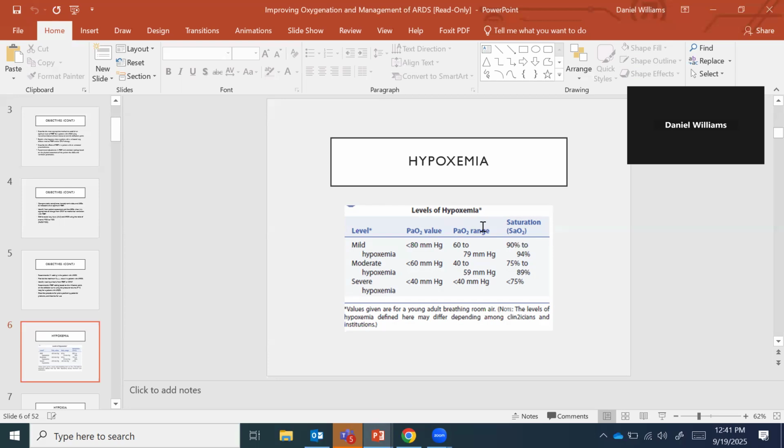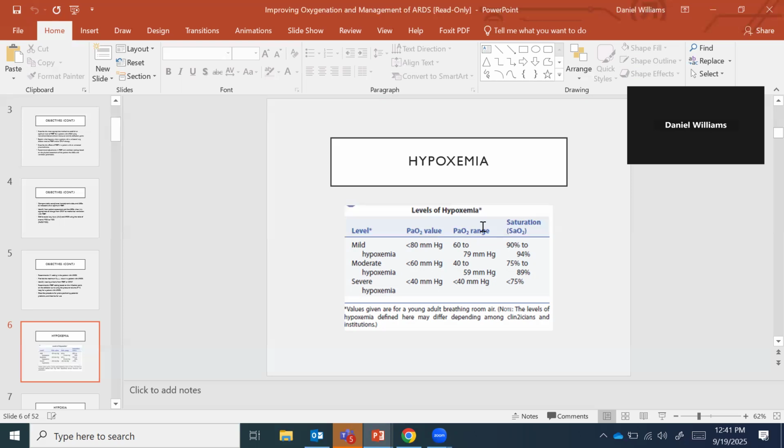I have seen in some texts that they would utilize 60 to 80, 40 to 60, and then less than 40. The downside to that is if you were to land on something that was 80, a PaO2 that's 80 millimeters of mercury or a PaO2 that's 60 millimeters of mercury, if you're going by some of those values that you might see, it might be difficult to determine whether that's mild versus moderate or what have you. So it is best to utilize those normal ranges.